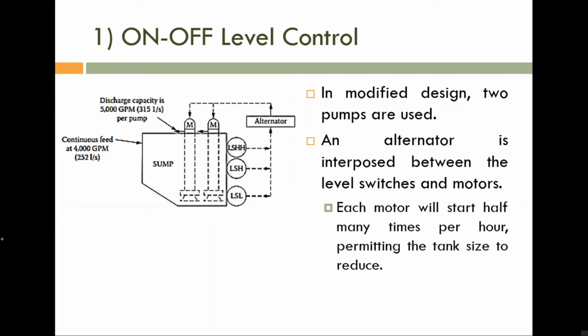Okay. So in a different way I can draw this diagram. So this one is a tank. Now this one is the feed with flow rate 4000 gallons per minute, 4000 GPM.